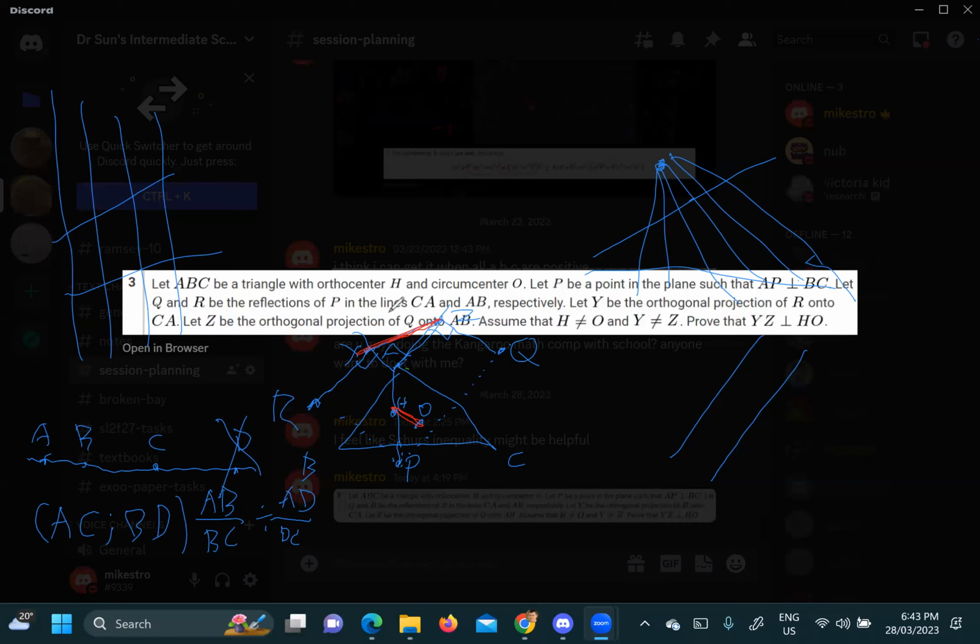But what is D? So D is your P, which can be any other point. D is any other point on this line, which is what we want to prove. We want to prove that it's true for any point P on this line. So P varies on this line. So P is our moving point.